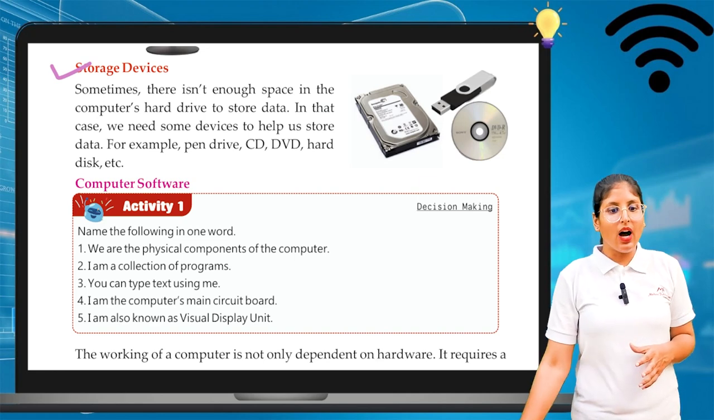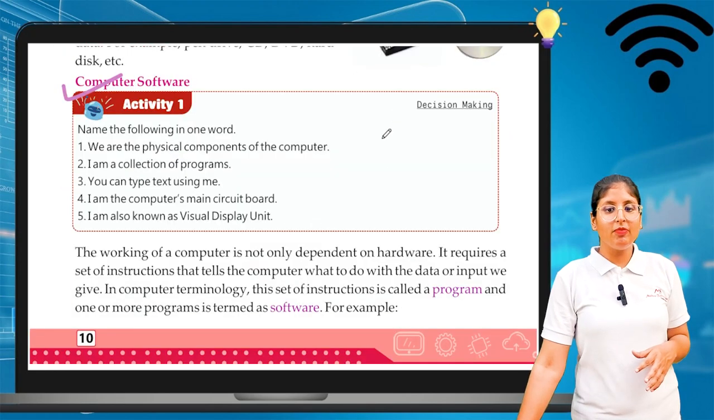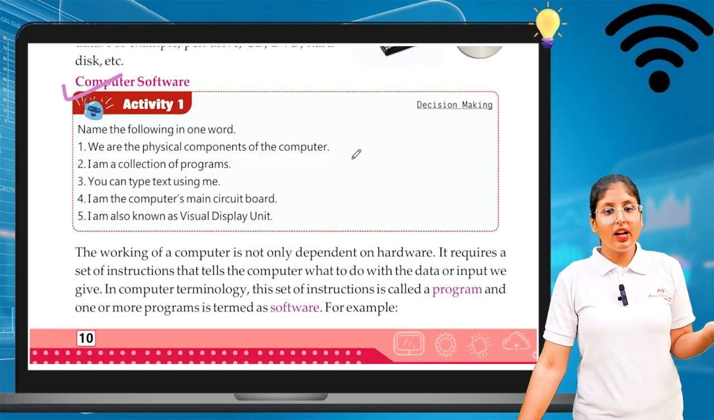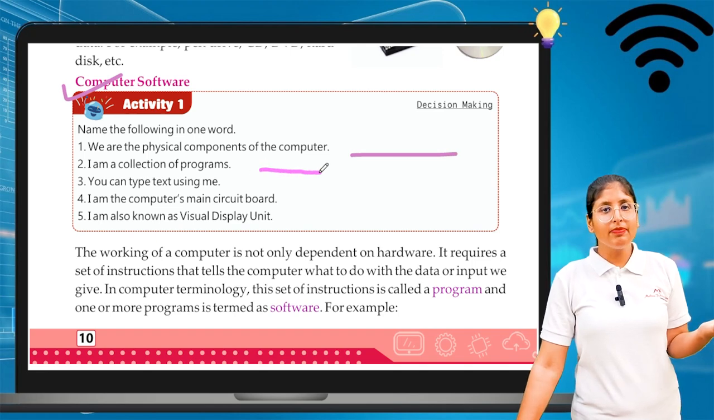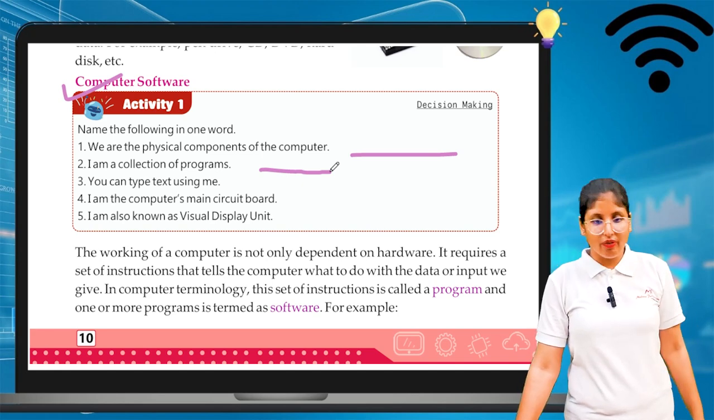Okay. Now one activity is for you. Name the following in one word. You have to give me in one word. Like, what are the physical components of a computer? They are called hardware. I am a collection of programs. What is that called? Software. Okay.